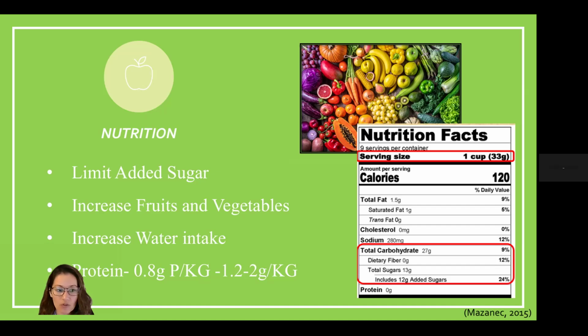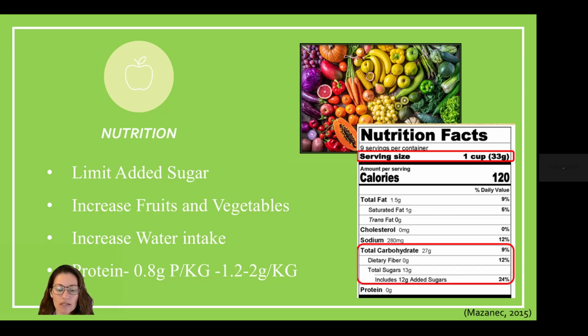And an easy way to do this, going back to the example with yogurt, look at the back of the yogurt that you consume. And if it says it includes 12 grams of added sugar, try to find a substitute. Try to find another product. It could be yogurt as well, but try to find another product that has a lot less sugar. And right then and there, you're already minimizing your sugar.